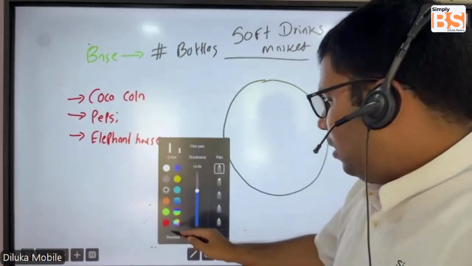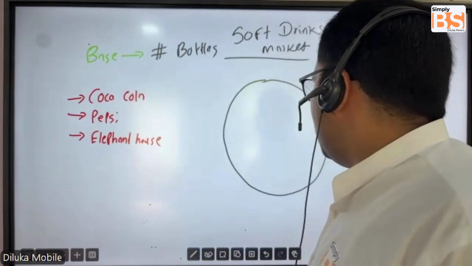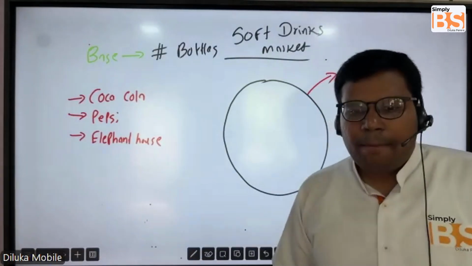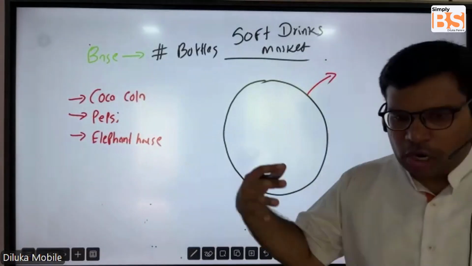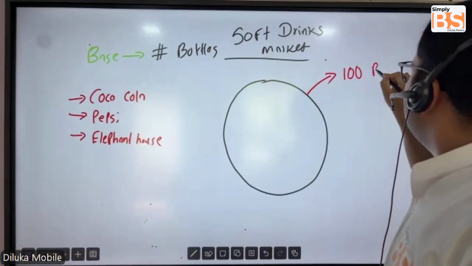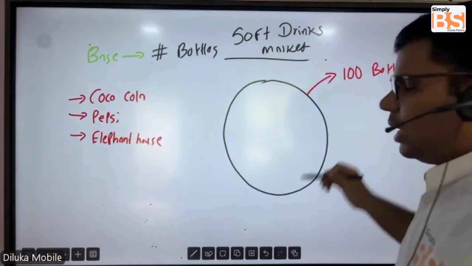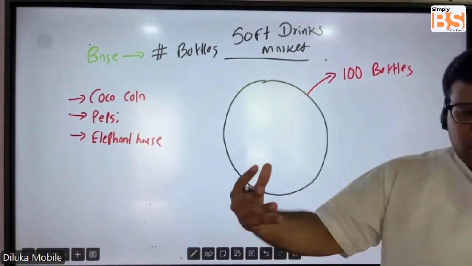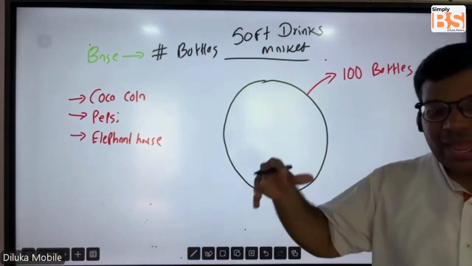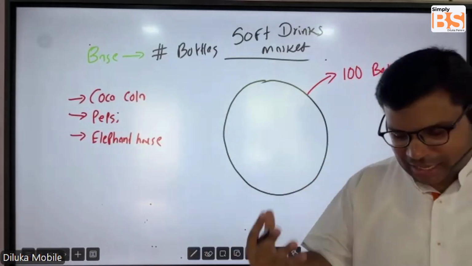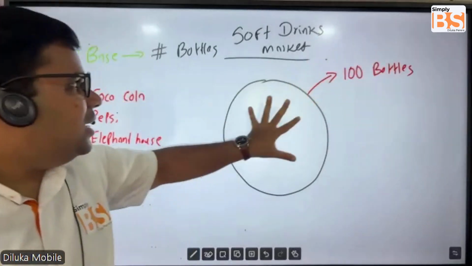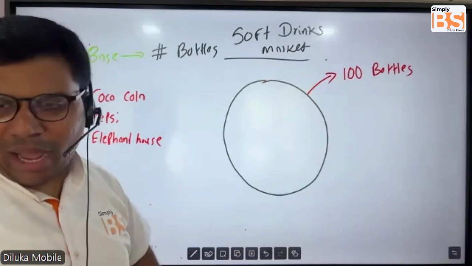Right. So on a given month, let's assume that in the soft drinks market in Sri Lanka on a monthly basis, 100 bottles are manufactured and bottled and distributed. I'm just taking hypothetical figures. It should not be 100, it could be like millions, but I'm taking it for a simple explanation. Just assume that there are only 100 bottles being distributed entirely in the total market.